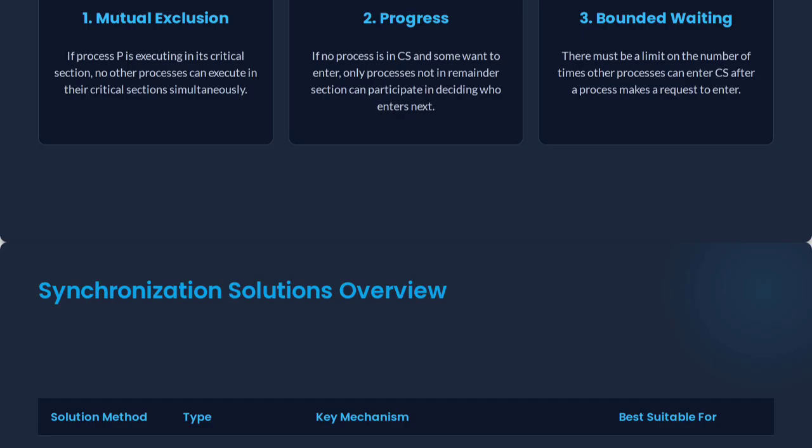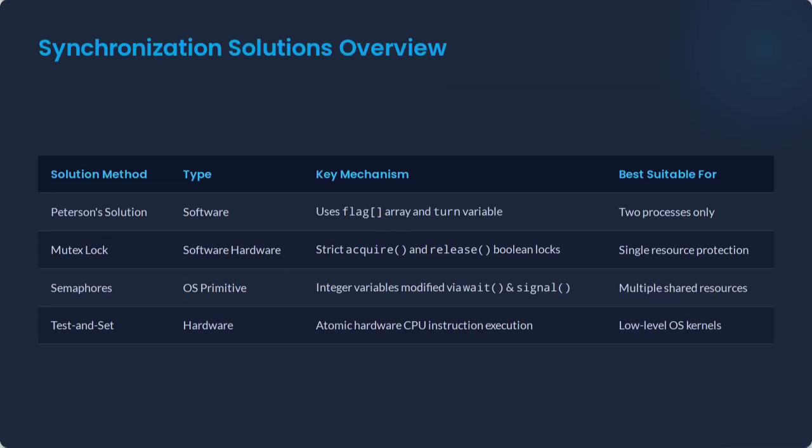That is the synchronization overview. Solutions come in types: software solutions using flags for two processes only, then mutex locks, semaphores, and test-and-set hardware solutions. Take a screenshot of this PDF and write it down in your notebooks.